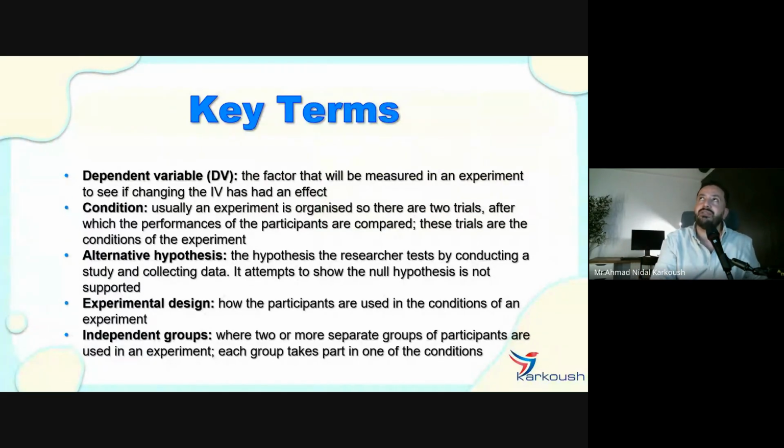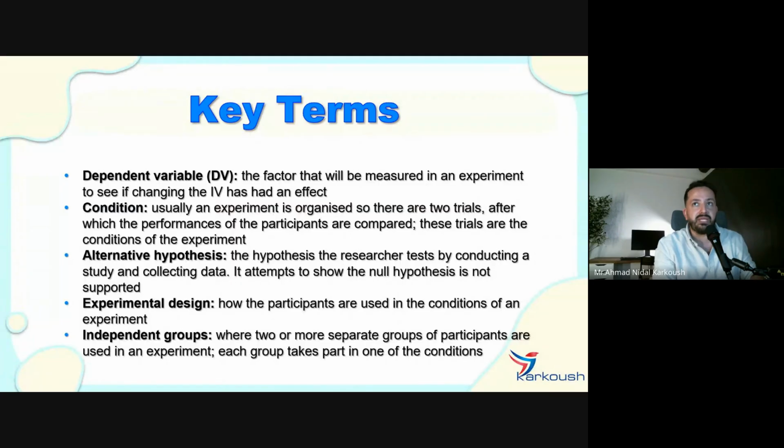And to help you understand this better, I need to think of an idea here. Let's talk about music and studying. So technically speaking, to explain this, let's talk about music and studying. People studying with music and people studying without music. If I want to test this, which one of them is the independent variable and which one of them is the DV?